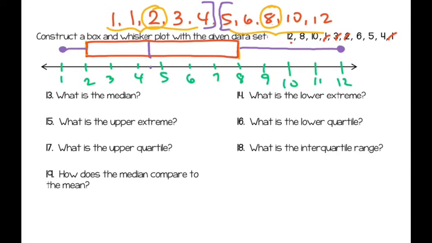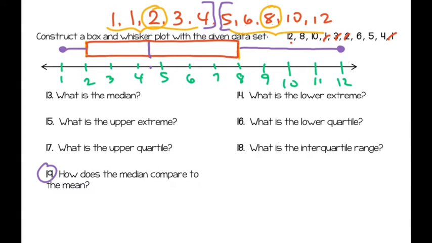So with that information, you should be able to answer all of the questions below, 13 through 19. Number 19, I'm asking you about a comparison, so you're going to have to find one other piece of information before you can answer that question. So go ahead and pause, answer the questions. Let's just make sure you understand how to read that.